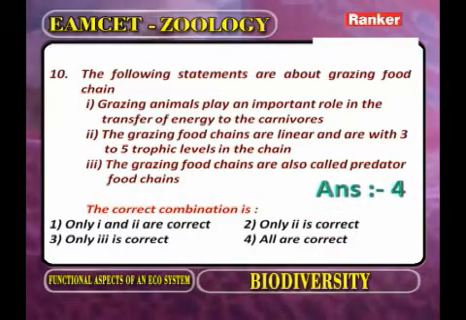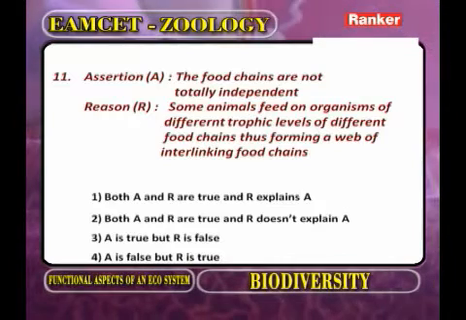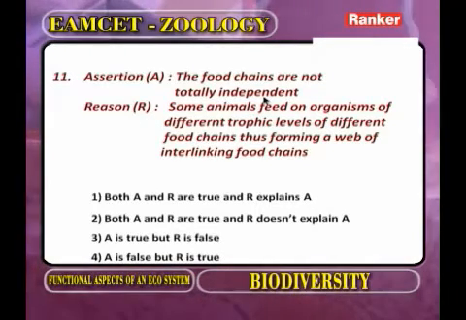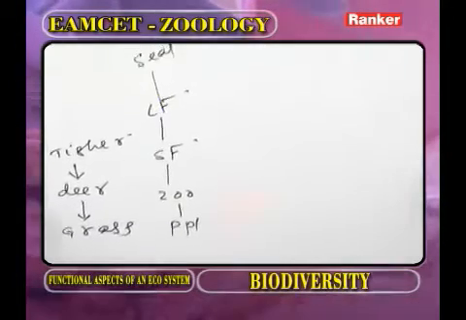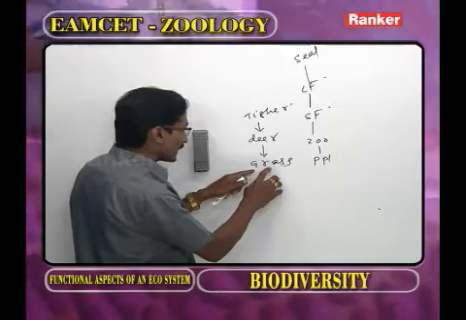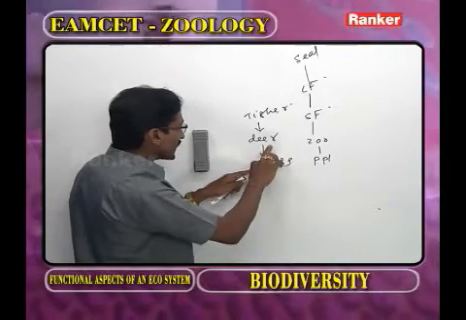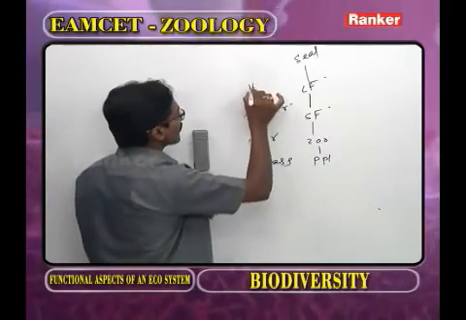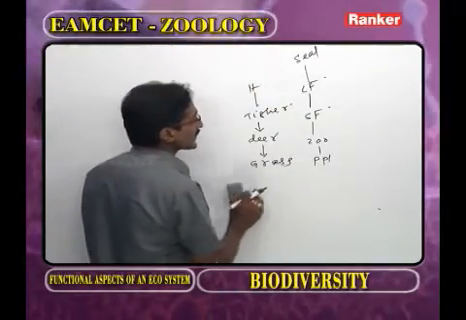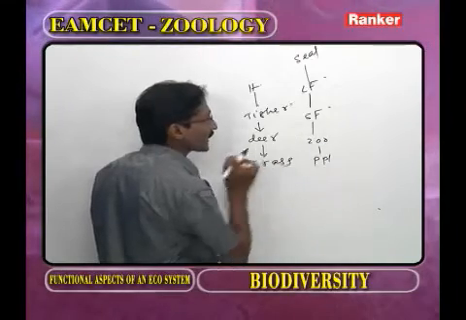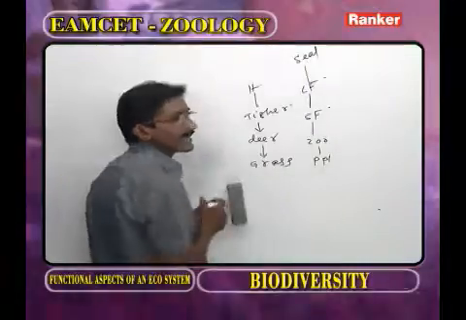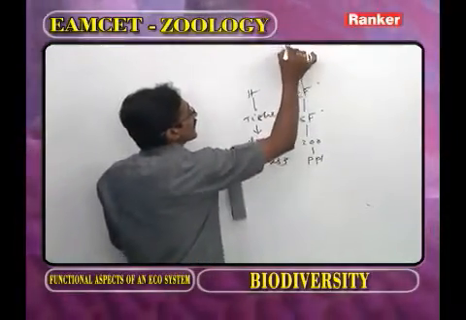Now we go for the next question. Assertion: the food chains are not totally independent. Now you have to observe the food chains. Now this is one food chain. Here the grass is eaten by a deer. The deer is eaten by a tiger. The tiger is eaten by a hawk. Now what is the next example? Phytoplankton eaten by zooplankton, eaten by small fish, eaten by large fish, eaten by a seal. Now it is eaten by a hawk.